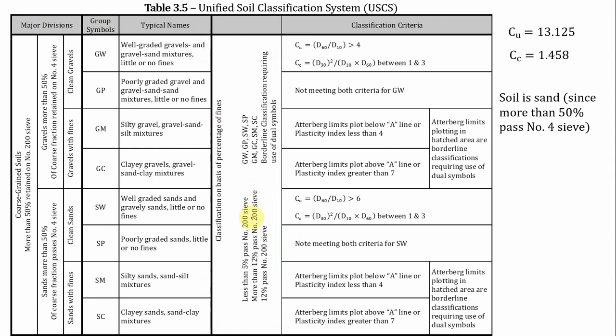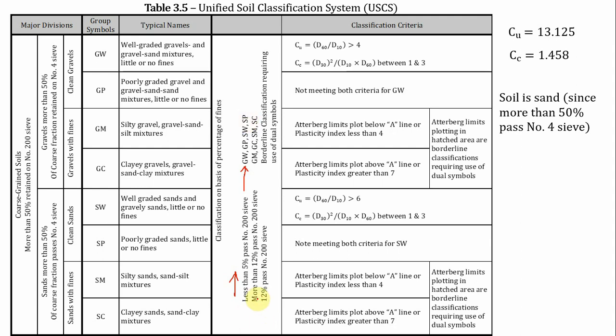And then para magamit natin to class, yung classification on basis of percentage of fines, una class is titingin tayo pag ganito. Sinabi dito class, less than 5% pass the number 200 sieve. Kapag less than 5% pass the number 200 sieve class, sinabi dito na yung soil mo, yung possible answer niya is GW, GP, SW, and SP.